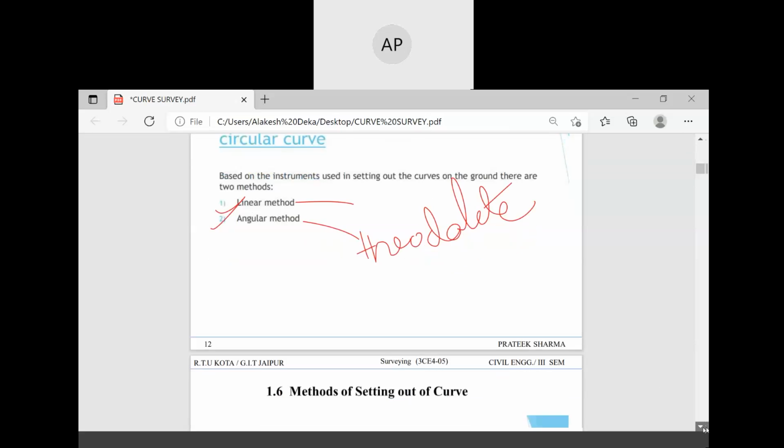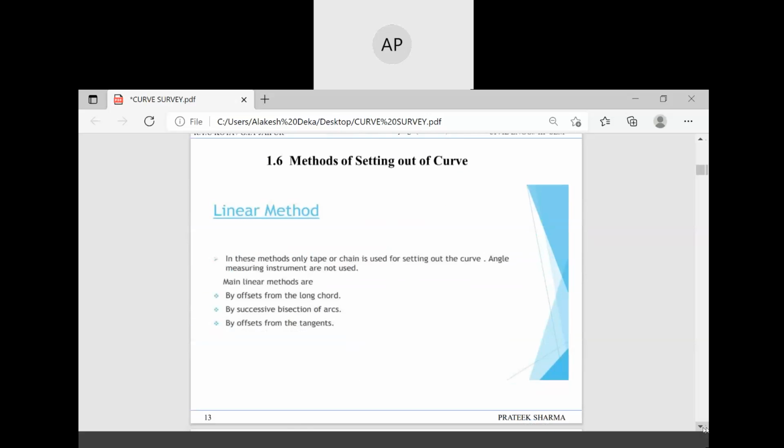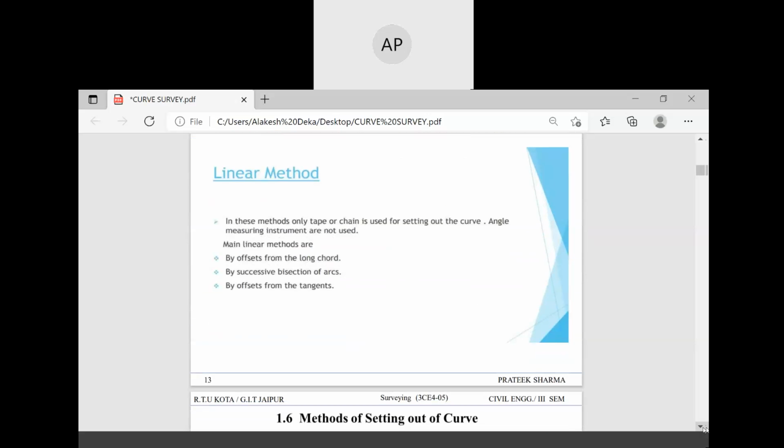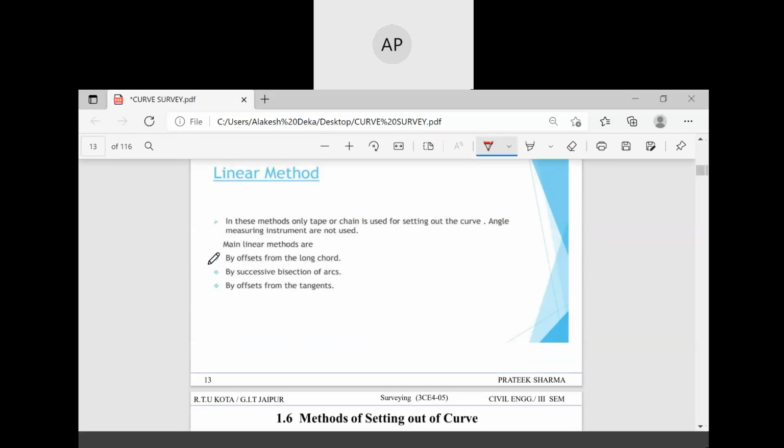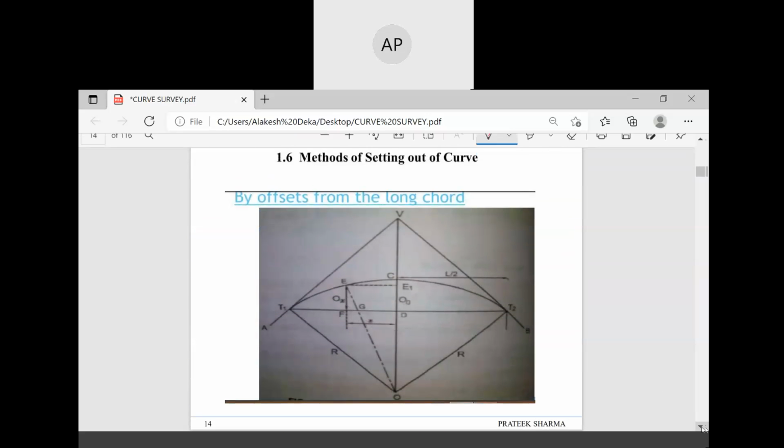Method of setting out curve, linear method. In this method, only tape and chain are used for setting out a curve. Angle measuring instruments are not used. The main linear methods are by offsets from the long chord, by successive bisection of arcs, and by offsets from tangents. Method of setting out curves: offset from the long chord.